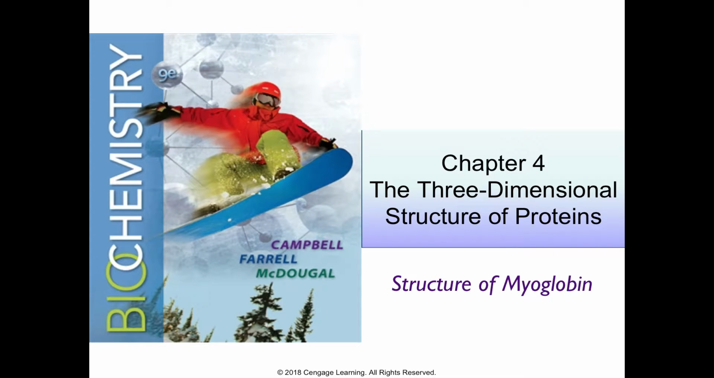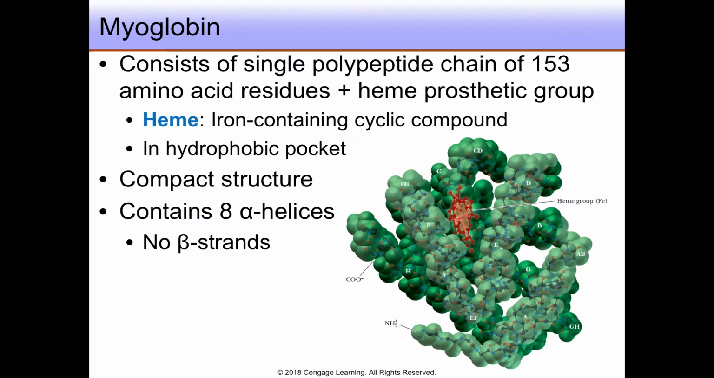Let's now consider myoglobin as an example of protein structure and see how it relates to the function of this important protein. Myoglobin has only one polypeptide chain and therefore does not exhibit quaternary structure. It contains 153 amino acids and one heme prosthetic group.